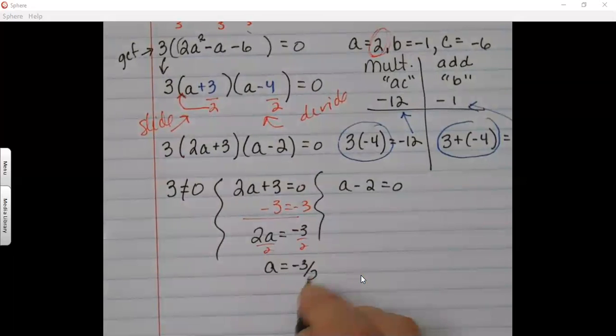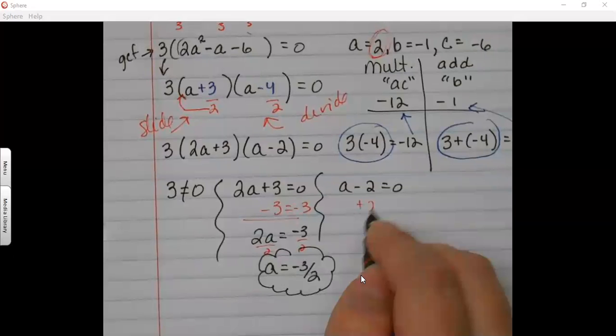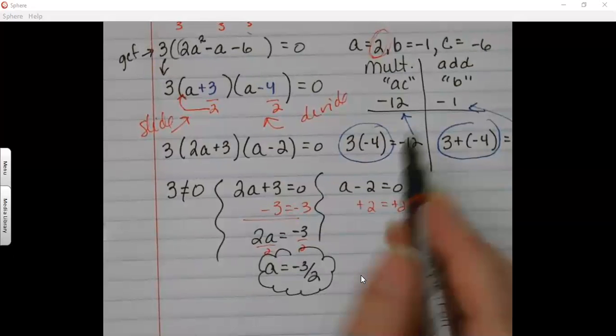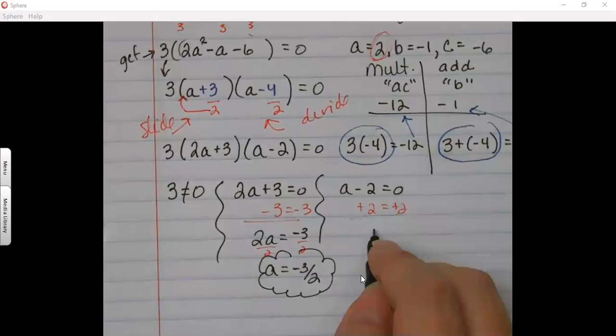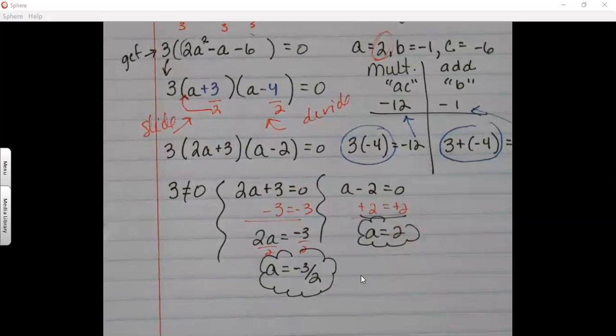Another solution of -3/2. Make sure your sign is what it's supposed to be. And your other solution is a equals +2. Yay.